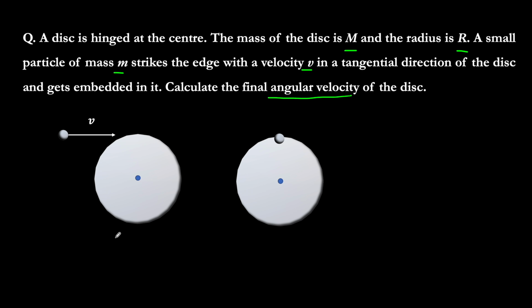So friends, this is the initial situation and this is the final situation. So we have a particle of mass small m which strikes the edge of the disk with a velocity v in a tangential direction of the disk and gets embedded in it. Calculate the final angular velocity of the disk. So I am going to play the animation. This will help you in visualizing this problem.